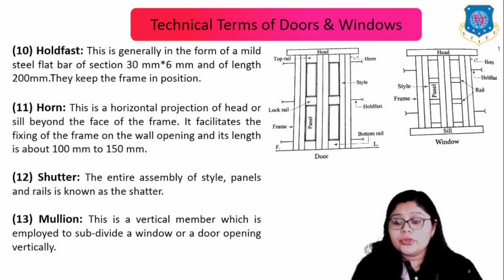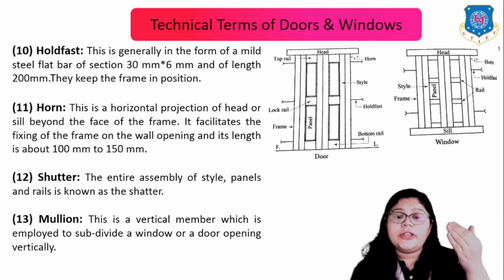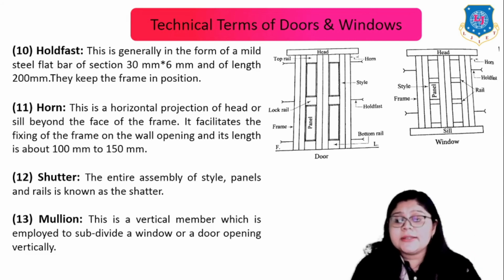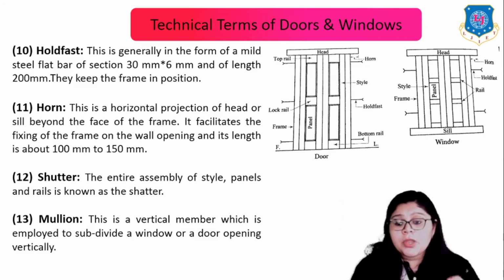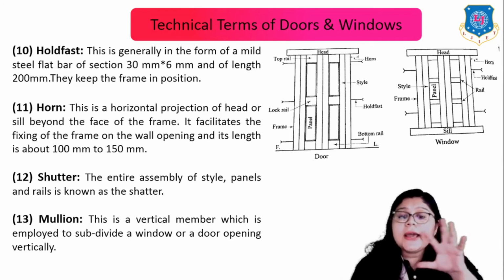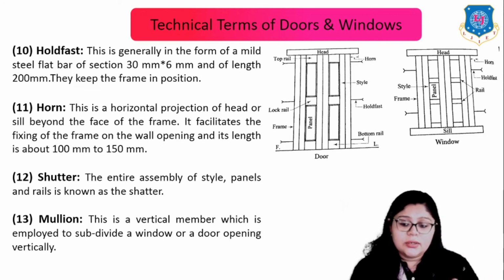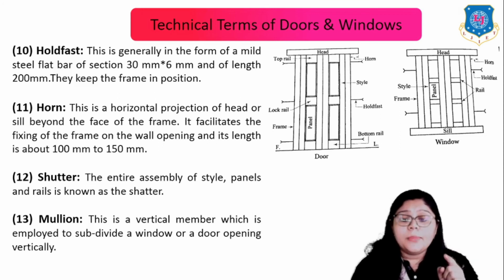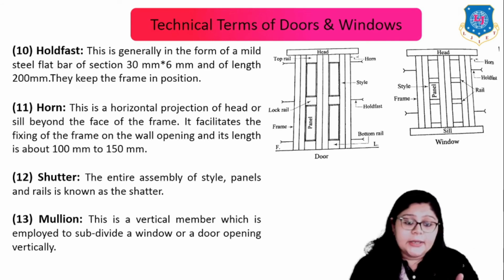Next is the horn. This is the horizontal projection of a head or sill beyond the face of the frame, which facilitates the fixing of the frame in the wall opening, and its length is about 100 to 150 mm, right? Next is the shutter. The entire assembly of the stiles, panels and rails is known as the shutter. Next is the mullion. This is the vertical member which is employed to subdivide a window or a door opening vertically, right? You can see in this picture.